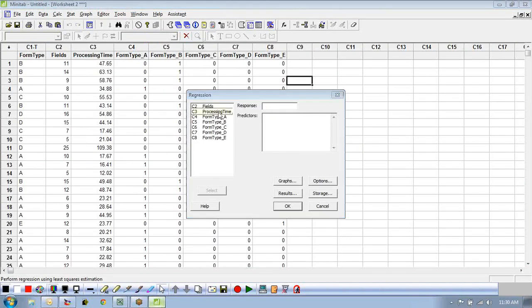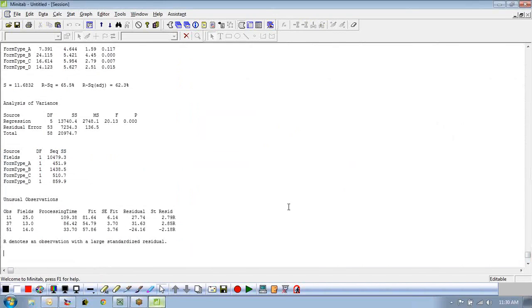Hit the F3, clear it all out. Processing time versus fields, as well as all of these guys. Now, you know what's going to happen. Oh, you know what? I'm going to just put them all in there separately by double-clicking each one. You know what's going to happen. Form E is going to be dropped out of the model. And this is detailed in the book as well, or in the binder as well. Form E is going to be dropped out of the regression, but you know it's really just hiding in the constant, hiding in that intercept. So let's go ahead and hit the OK.